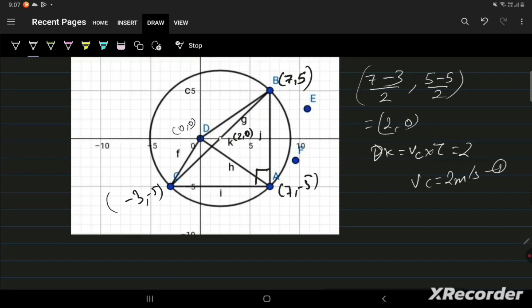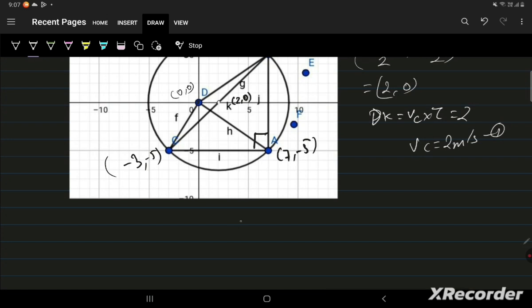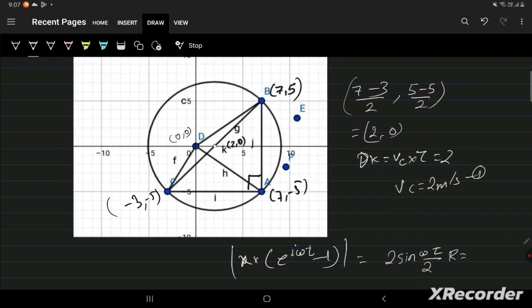Also we analyzed that the radius of the circle is a constant vector x into e to the iota omega t minus 1. If we try to take the magnitude, we'll get 2 sine omega tau by 2 into x, or you can say simply radius r is equal to the radius of the circle, which will come out to be 5 root 2.